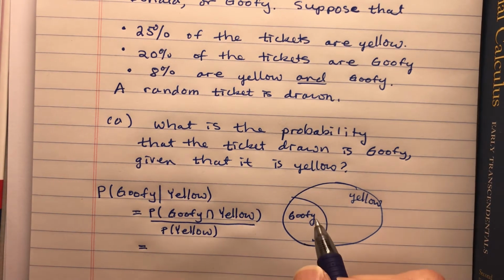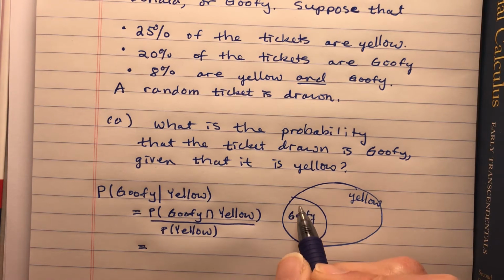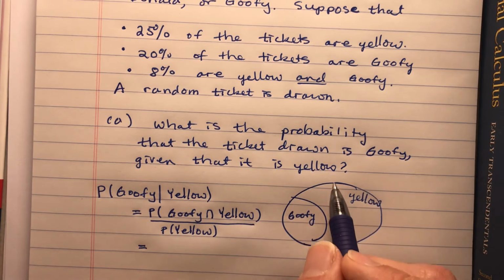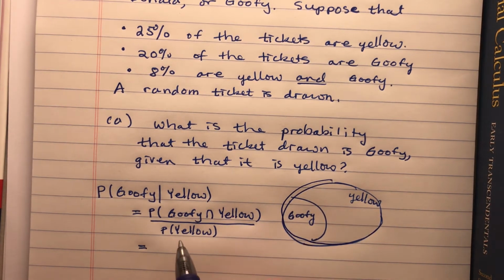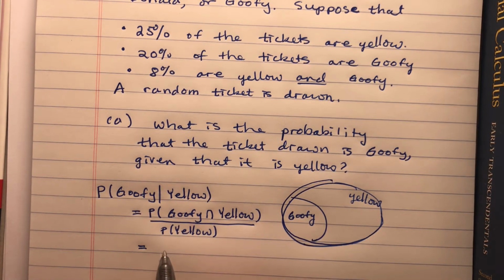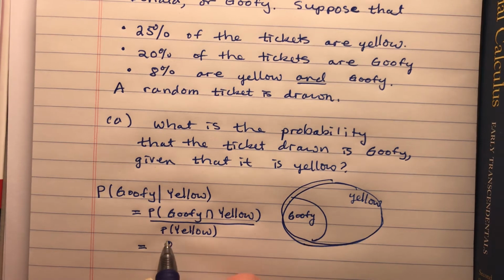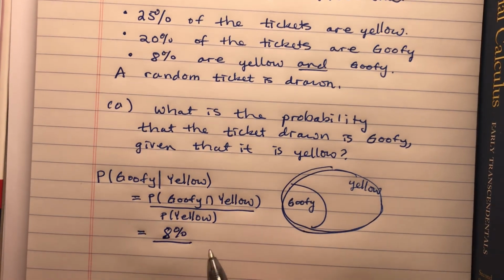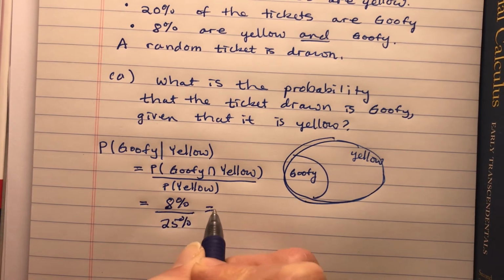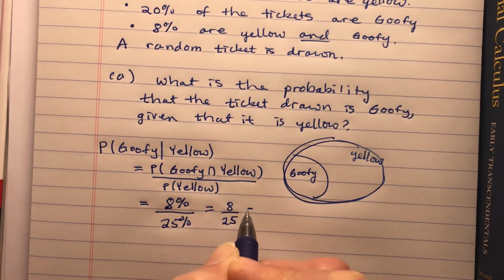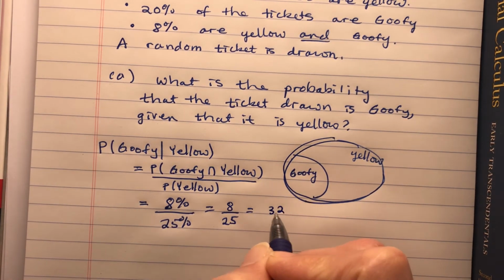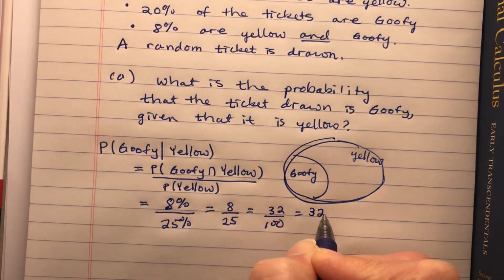All right, so one way to think of this is like area. So we're taking the area that's Goofy and dividing by the whole area that's yellow and finding that fraction. Well, we're saying that 8% are yellow and Goofy. You can just write that as 8% divided by the number of tickets that are yellow, which is 25%. So that's 8 over 25. And if you multiply the numerator and denominator by 4, you're going to get 32 over 100, which is 32%, or you can use a calculator.